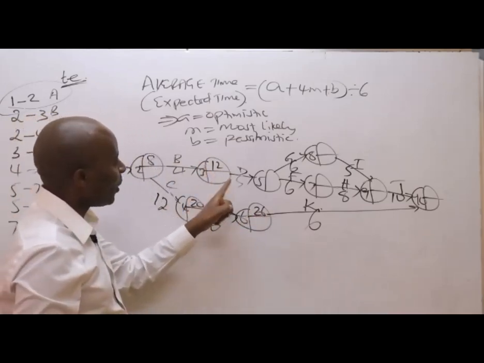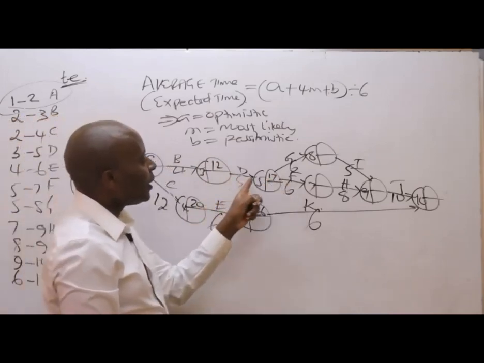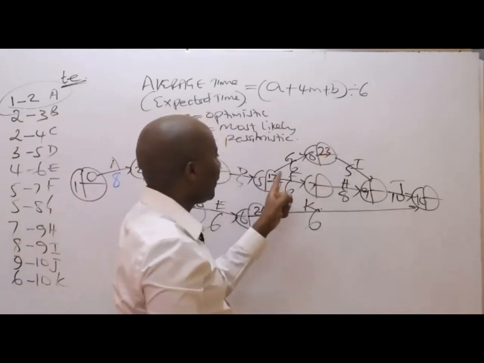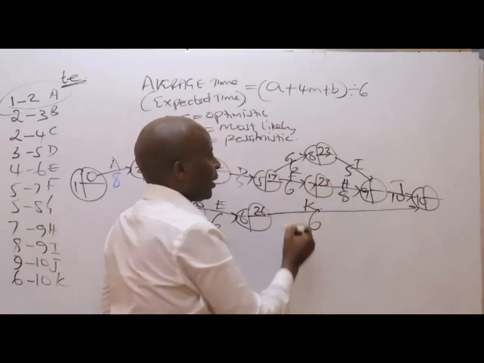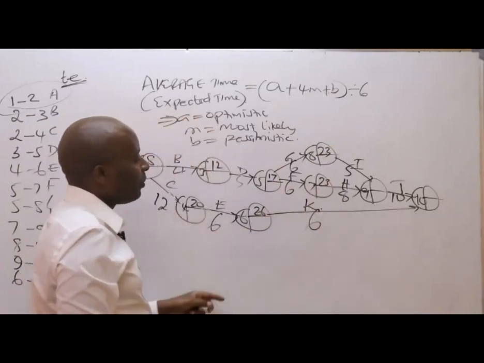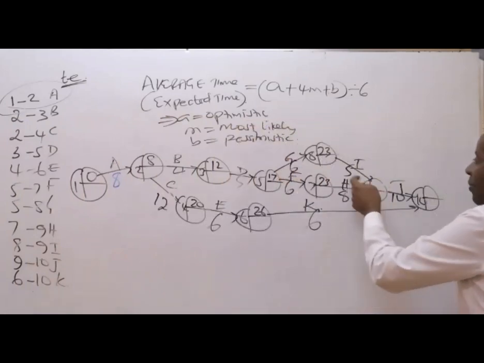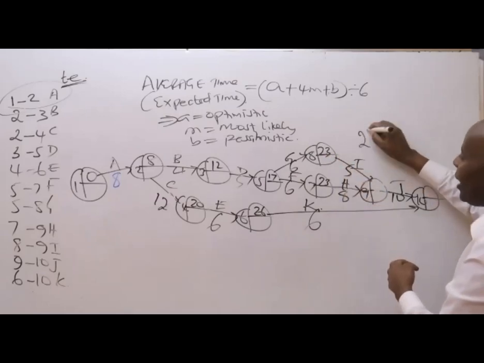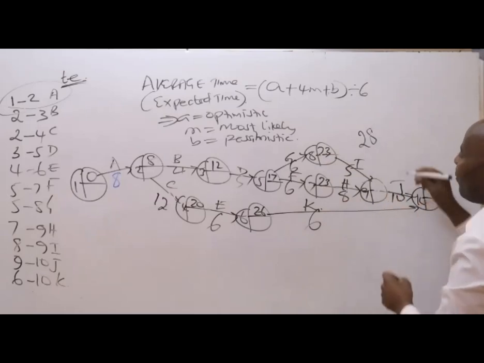After that, it's 12 plus 5 giving me 17. So after 17, what do we have? 17 plus 6, we have 23. 17 plus 6 again, we have 23. Aha. From there, ladies and gentlemen, I can see this node here. You have to be very careful with it. Why? Because I'm seeing 2 roads coming to this node. The first road gives me 28. That is 23 plus 5. The second road will be 23 plus 8, giving me 31.